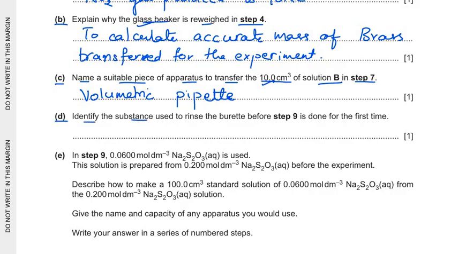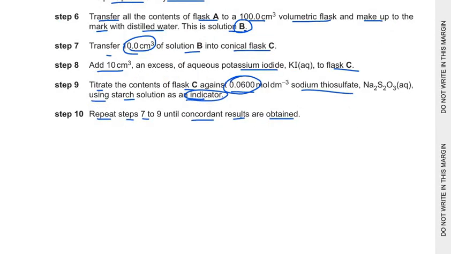Part D is, identify the substance used to rinse the burette before step 9 is done for the first time. Now one thing we need to understand is that whenever you are performing a titration, the burette should first be rinsed with distilled water, and then it should be rinsed with the solution which we are going to fill in the burette. So what is the solution we are going to fill in the burette? Let's check step 9: titrate the contents of flask C against 0.06 mol dm⁻³ sodium thiosulfate. So sodium thiosulfate is the solution which we are going to fill in the burette.